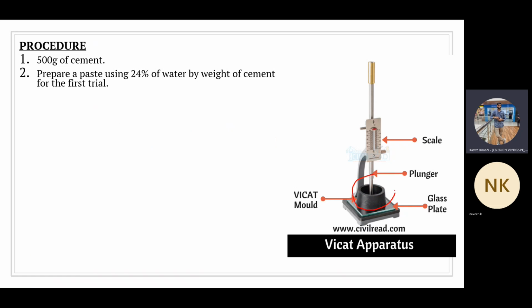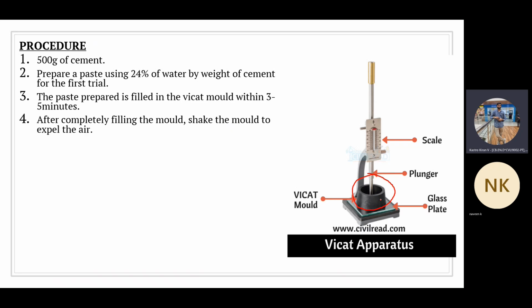Now, up to what level we have to fill it? We have to fill it up to the surface of the Vicat mold. You can see here, the paste is prepared and it is filled in the Vicat mold within 3 to 5 minutes. You should not take longer to prepare the cement paste. Within 3 to 5 minutes, you have to finish the preparation of the cement paste and also fill it inside the Vicat mold.